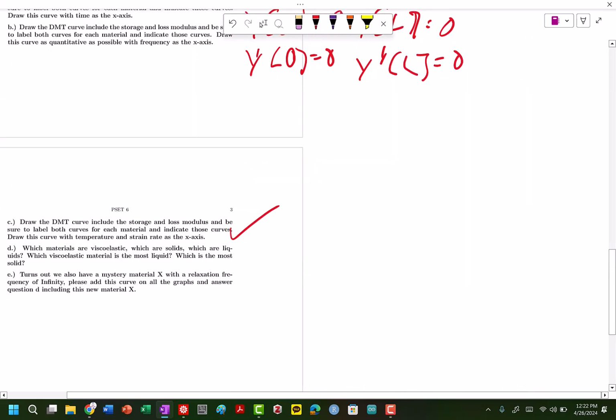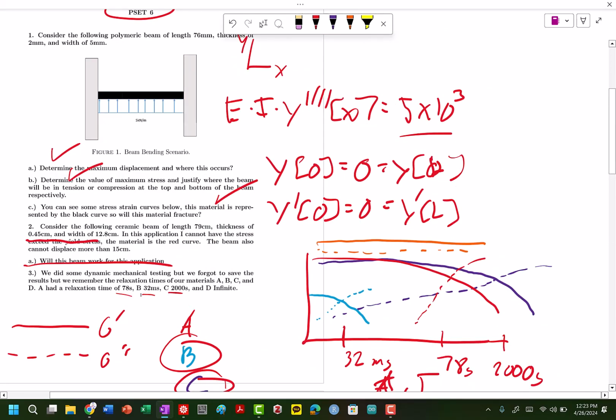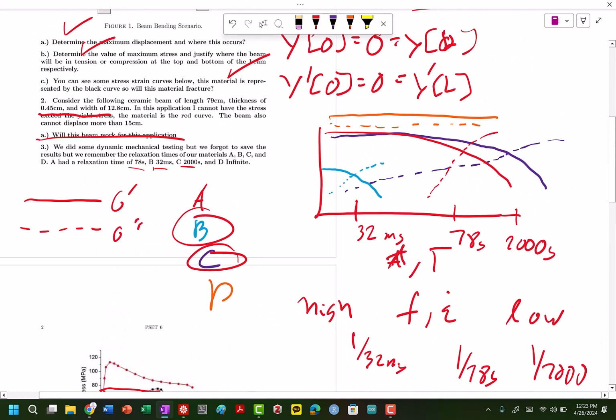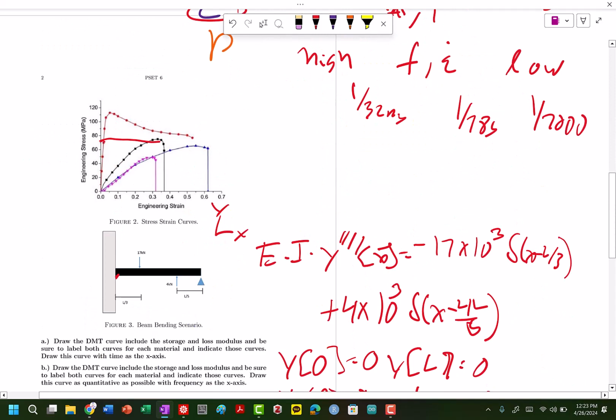Turns out we misread X with the relaxation frequency of infinity. So again, this is actually a tricky problem. Relaxation frequency of infinity. Typically frequency, or f, is going to be 1 over our relaxation time. So basically that means our relaxation time, tau, is going to be 0. So if f is equal to infinity, our tau relaxation time is going to be 0. So that would, again, basically be a fluid, an instantaneous response.